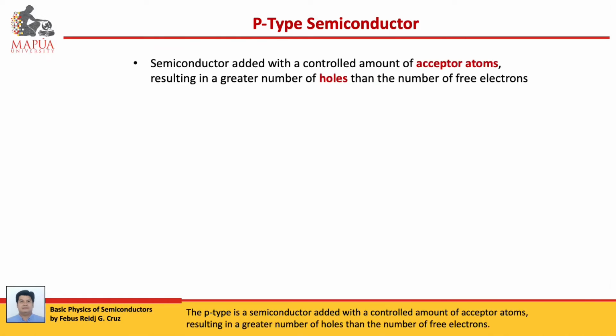The P-type is a semiconductor added with a controlled amount of acceptor atoms, resulting in a greater number of holes than the number of free electrons.